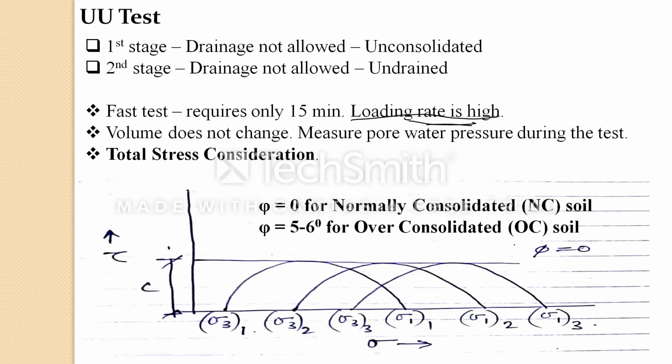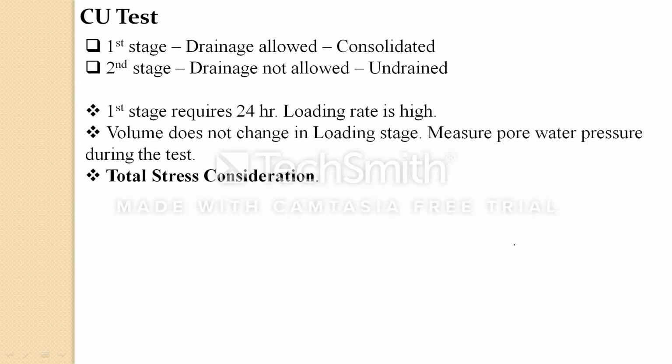Okay, now coming to our next test, which is the CU test. CU means consolidated undrained. So the first stage, consolidated, that means the drainage is allowed. The second stage, the undrained test, that means the drainage is not allowed. That means it is going to provide the undrained conditions. As we have told before, this first stage, that is the consolidation stage, requires 24 hours of time. This is one of the major features of this CU test.